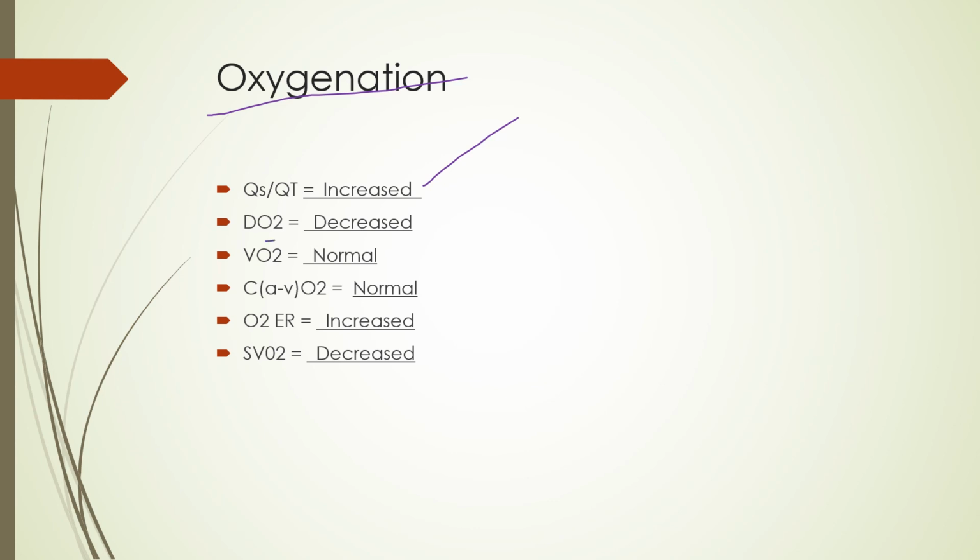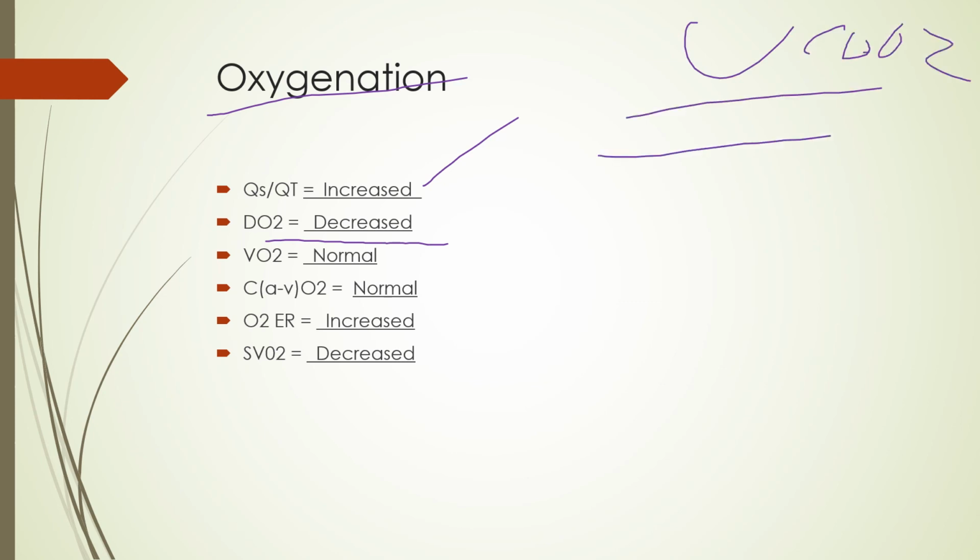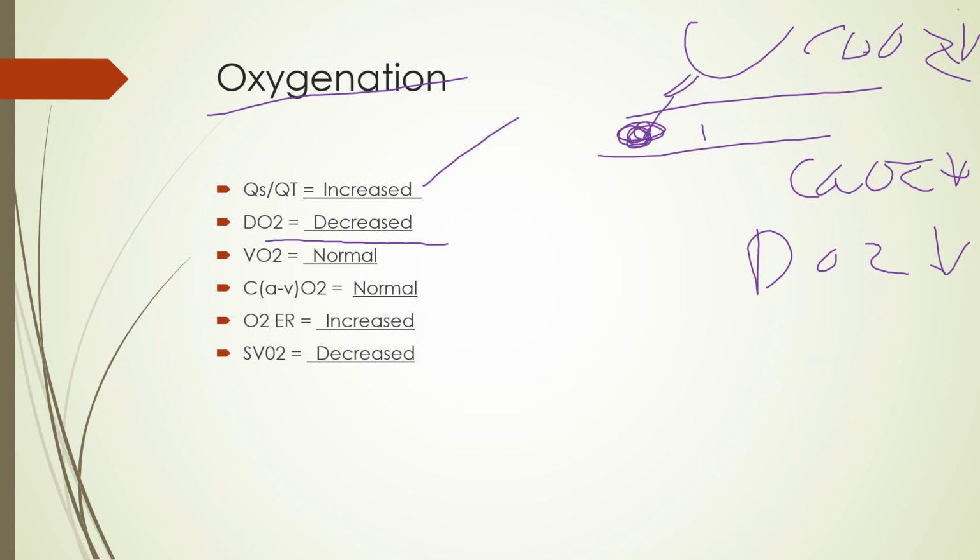DO2 is going to be decreased because our CcO2, remember, CcO2 is capillary content of oxygen, is going to be decreased because we have something blocking blood flow from getting it, right? If our CcO2 is low, that means our CaO2 will also be low, which means our DO2 will also be low, right? So this should sound like a broken record, me going through this whole thing. Repetition's the key to learning.